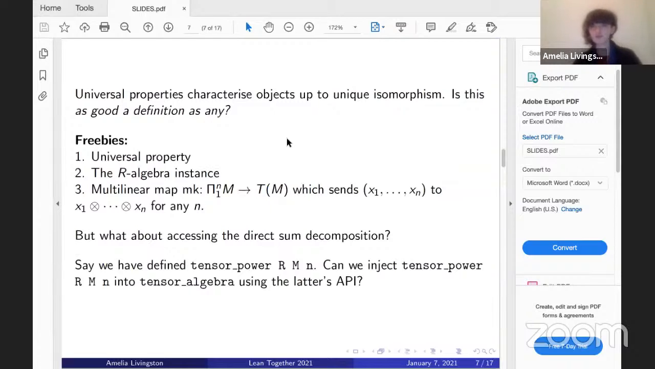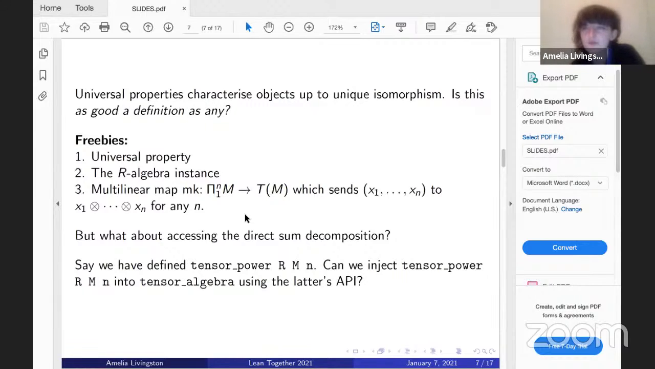And certainly we have some things for free. We can easily define the natural multilinear maps that send n tuples of elements of M to their tensor product in the tensor algebra. But what about accessing the direct sum decomposition? What about seeing that the elements look like elements of a direct sum?